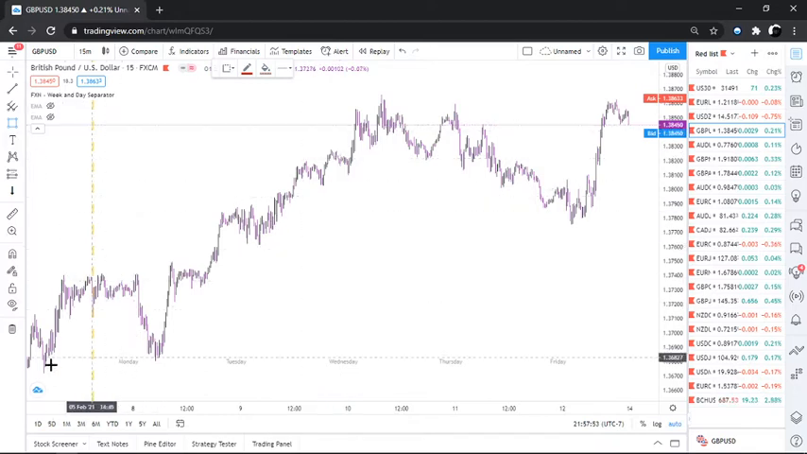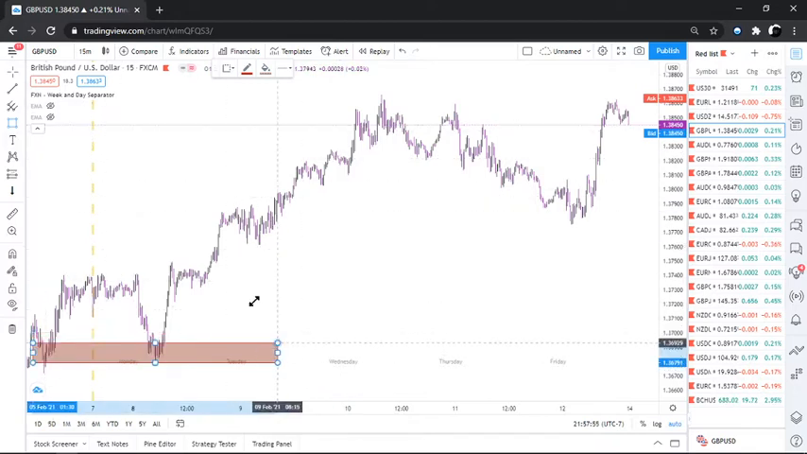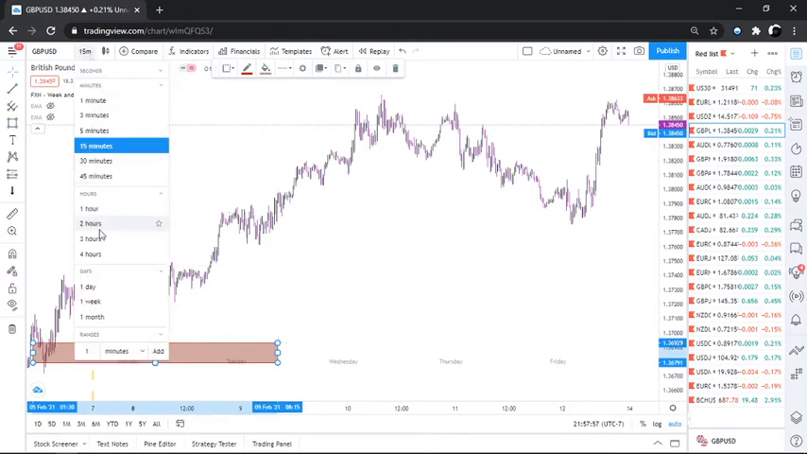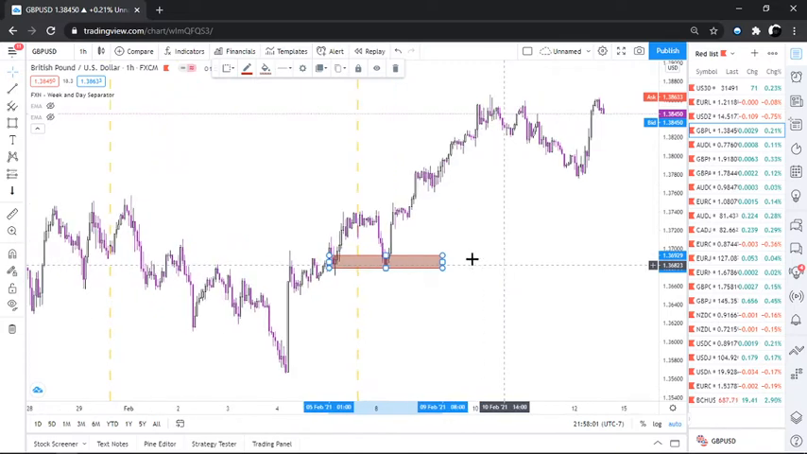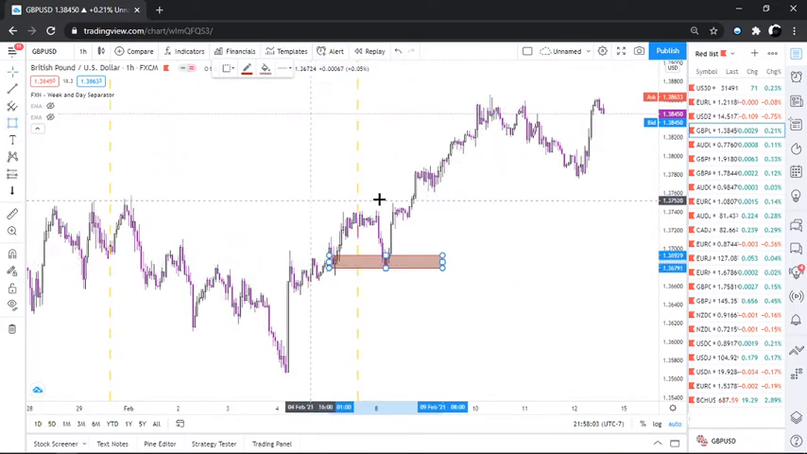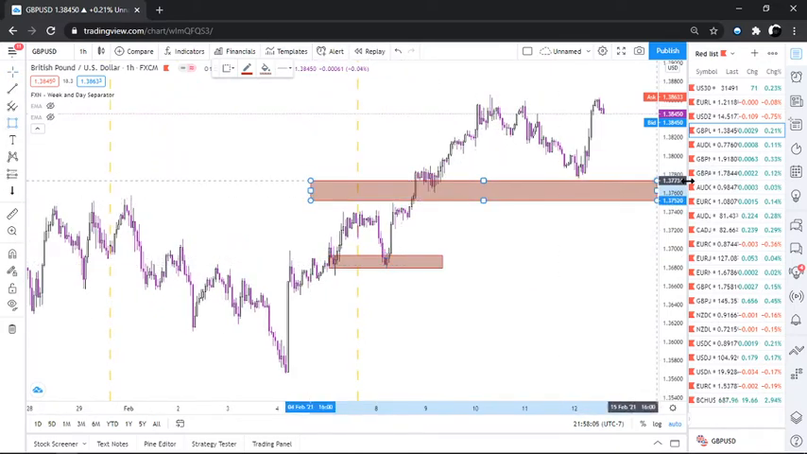So Monday gave you a perfect opportunity at this level. All right, we're going to go out to the hour and we're going to find our levels. A level is any area where price interacted. So here we got two levels.